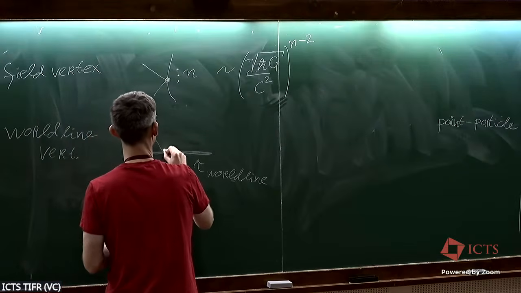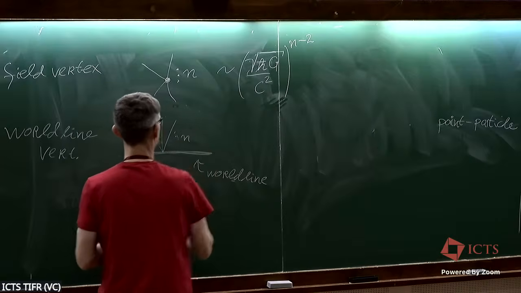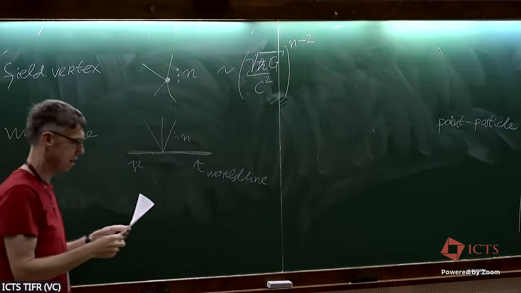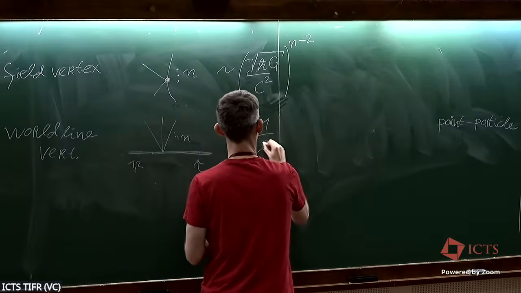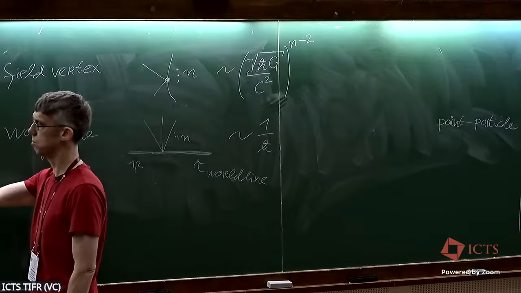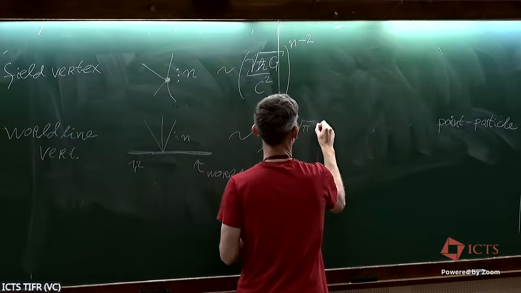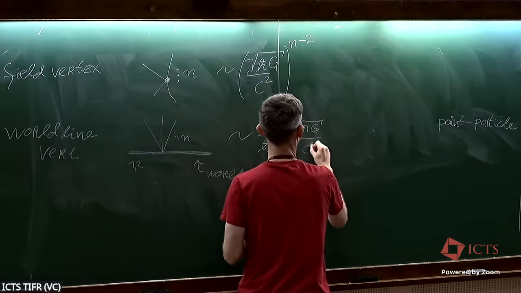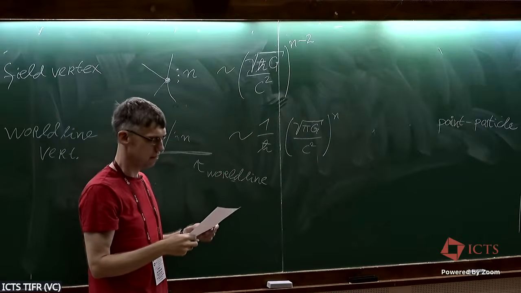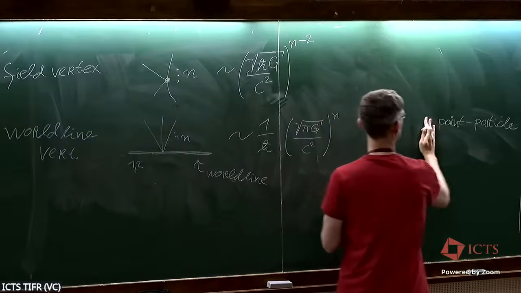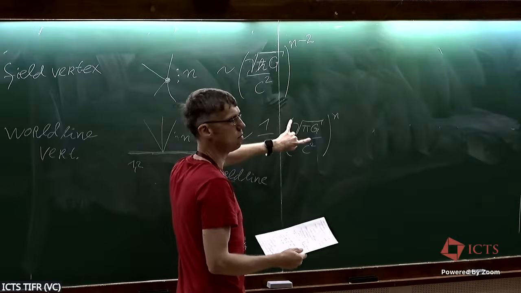But now there will be, in general, n graviton lines going out of them. And those scale as 1 over h bar, which is just coming from the overall factor. And then for each graviton, there's this factor here. However, the problem is that there might be additional factors of 1 over c.